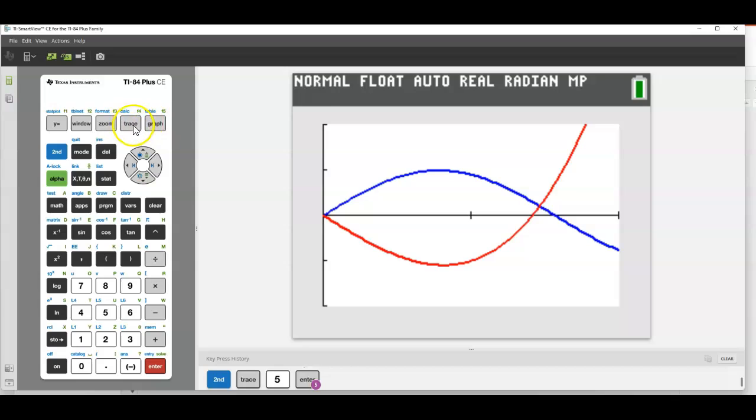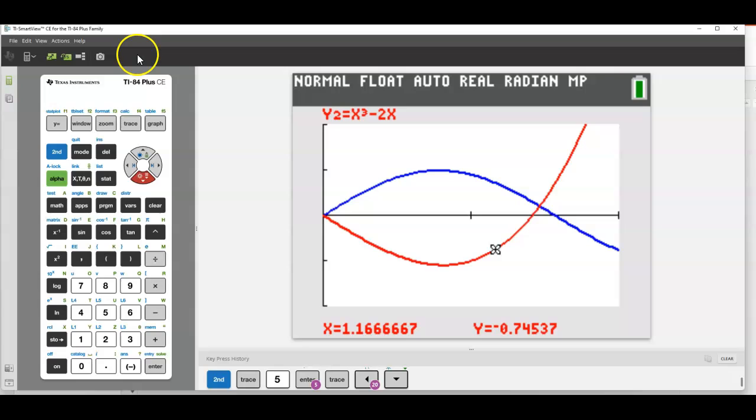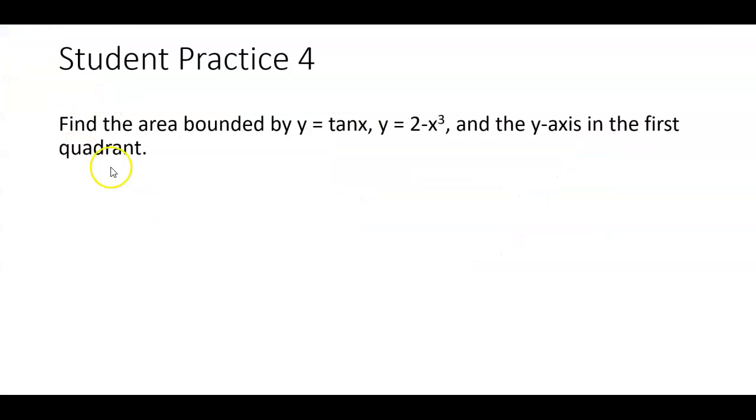Then you can use the trace button to see which function is on top. And by the way, if you ever want to have your cursor jump down to the other function, you just push down and it starts tracing the other one. It tells you what that one is. Okay. So that's how you can do it on a calculator, and we'll let you guys try one of these now. So go ahead and try this problem here. When you unpause the video, I will have the answer up for you.